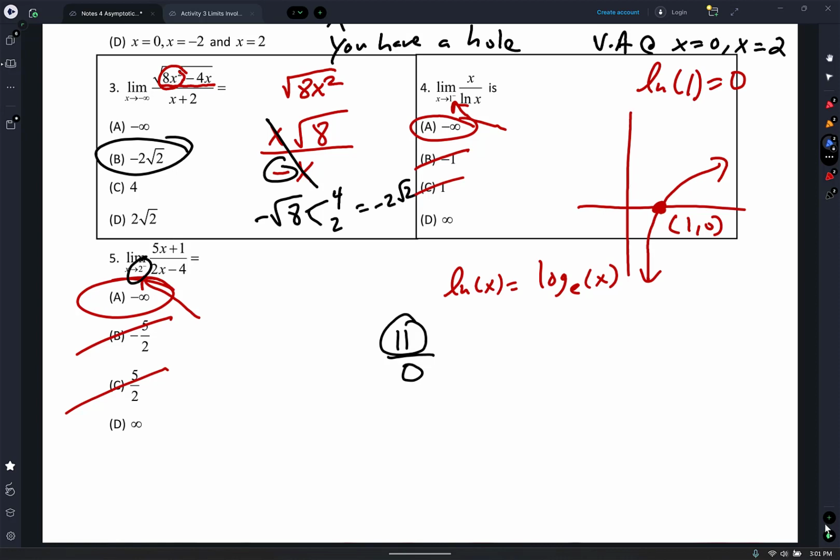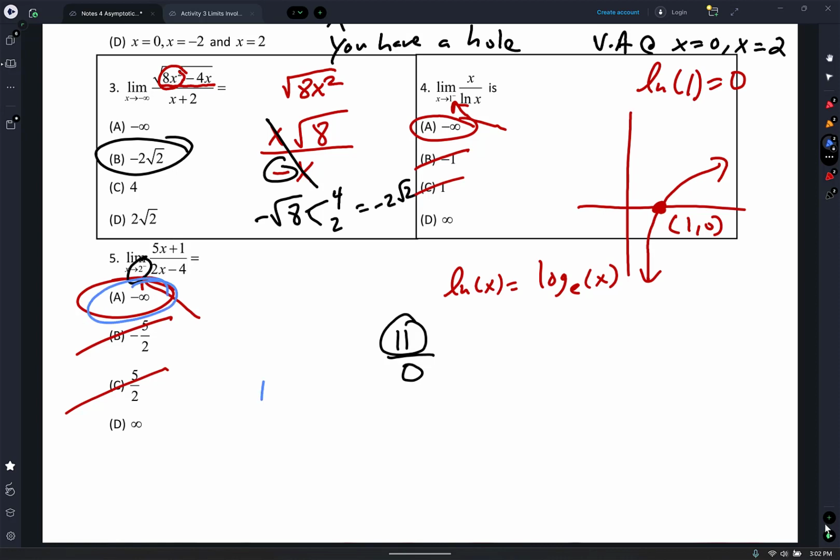1.9. 2 times 1.9 is a number close to 4, maybe 3.9. And then 3.9 minus 4 is negative 0.1. Do you guys see that, negative 0.1? If I choose a number like 1.99, 2 times 1.99 might be 3.99. 3.99 minus 4 is negative 0.01. So a positive number divided by negative 0.01 gives negative infinity.